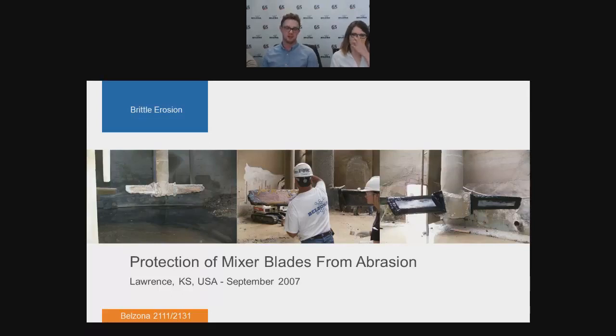And then they used Belzona 2131, which is a fluid type, with similar properties but a different consistency, different viscosity. And they used that, as you can see in the right-hand side picture, to repair and protect the blades from further damage, also protecting the rebuild material underneath as well.